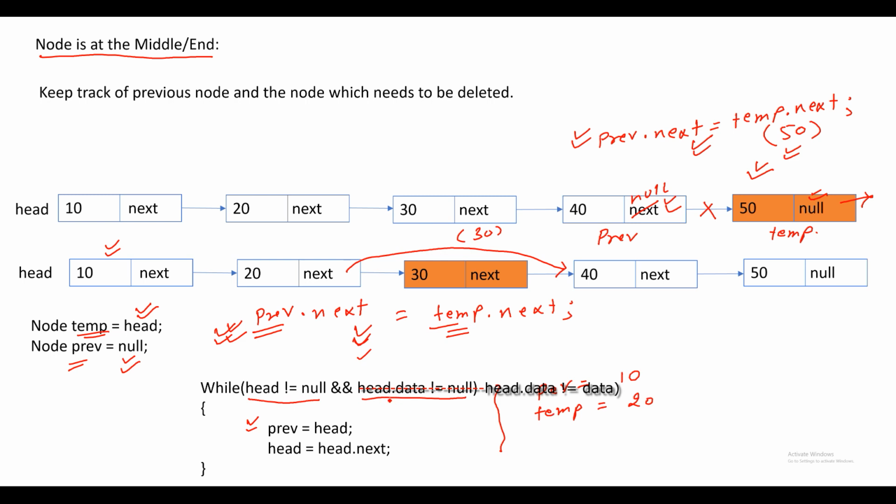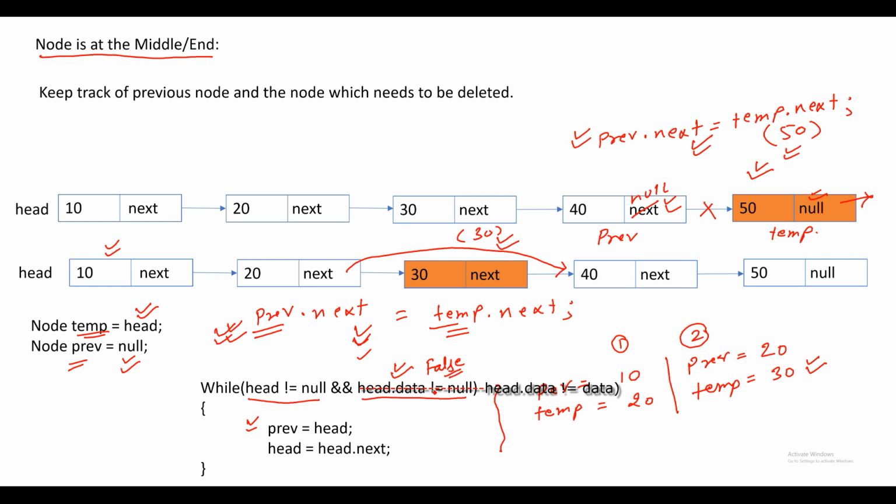Now again, this condition will not get satisfied because we have given the data to delete as 30, right? So this condition will not get satisfied and it will go for a second iteration. In the second iteration, your previous will now point to 20 and your temp will point to 30. And in this case, your temp.data will be 30, right? Now this condition will be false.